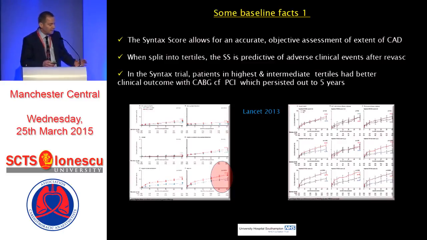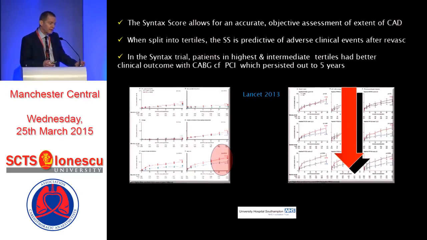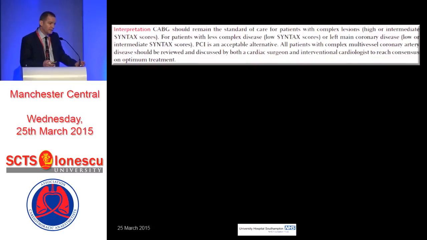And I know you're having a session on this later, so I won't labour this point. If you split the patient scores into tertiles, as David has said, the score is predictive of adverse events. And as you know from the 5-year outcome data published in the Lancet, as the tertile scores get greater, there's a greater benefit from CABG versus PCI. And that was the conclusion of this Lancet paper.